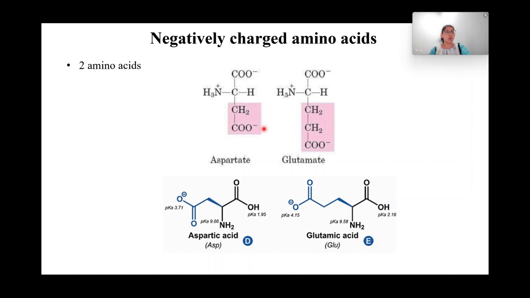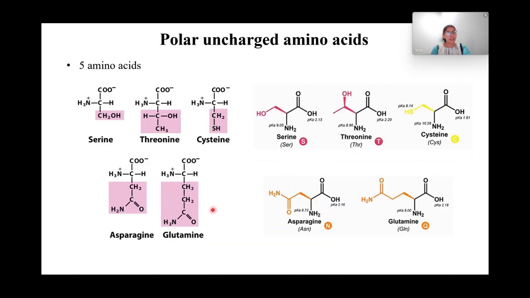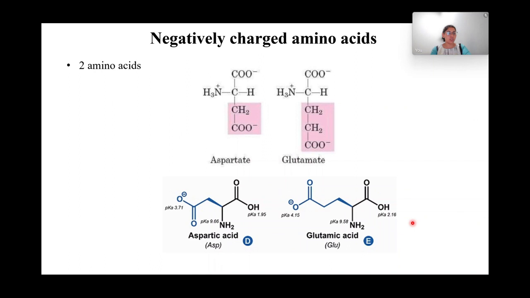Similarly, when glutamate has COO minus, it is an acid, and when it has an NH2, it will be called glutamine. In the other form, it is called either glutamate or glutamic acid, and they are denoted by different letters: D and E. Aspartic acid is ASP and glutamic acid is GLU. And the positively charged amino acids are lysine, arginine, and histidine.